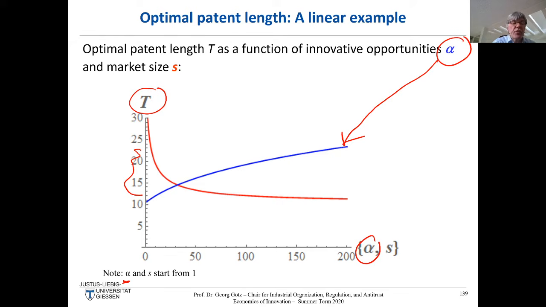But I think this is not so surprising. What is even more interesting is the effect of market size. If you increase market size, you need less patent protection, because you have a high incentive to invest in R&D anyway. But if you have really small markets, if you go in this direction, you see that the optimal patent protection almost explodes.